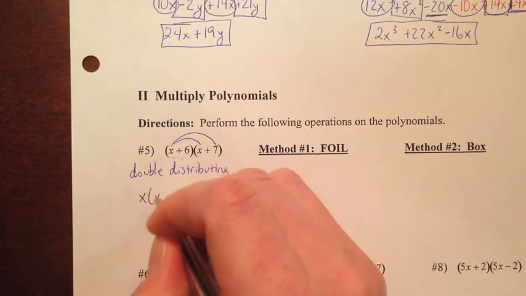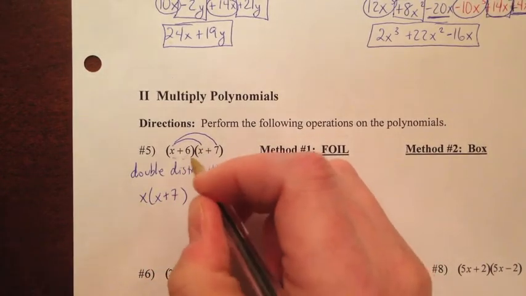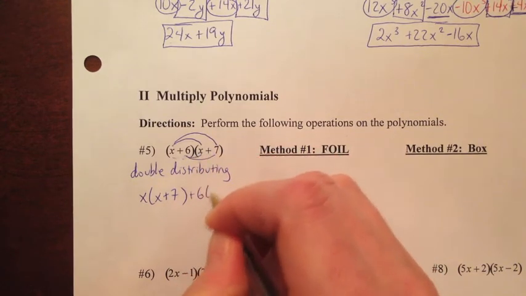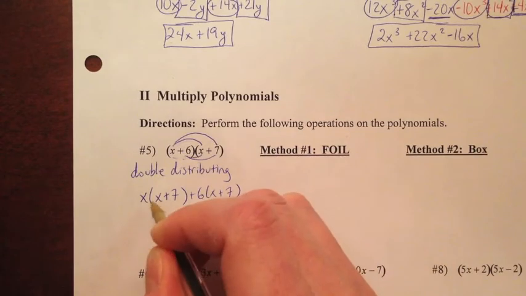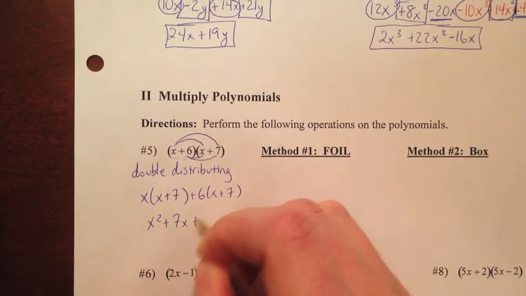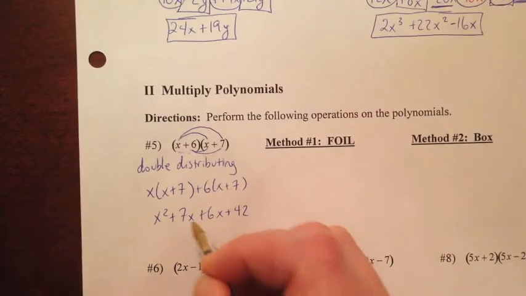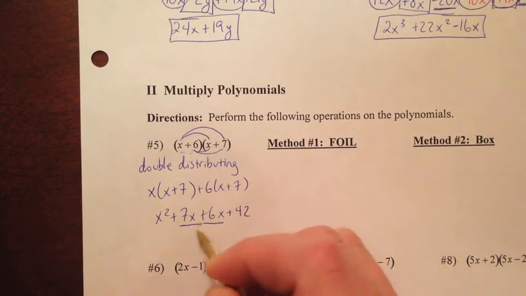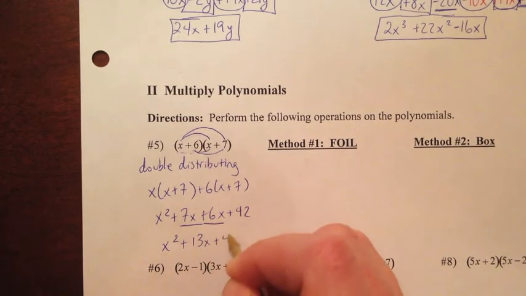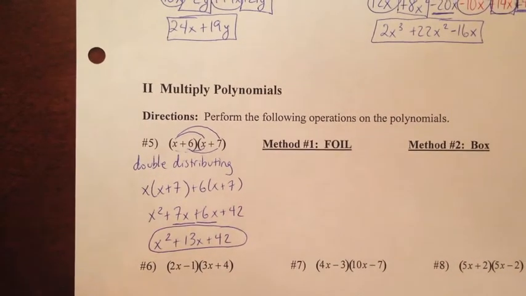So I'm doing x times x plus 7, and then I'm doing positive 6 times the same set of parentheses, x plus 7. So that's going to be, I distribute, x squared plus 7x, and then this is plus 6x plus 42. And I can add the two middle terms. They're both x's. So x squared plus 13x plus 42. And that's my answer. That's as far as I can take it.